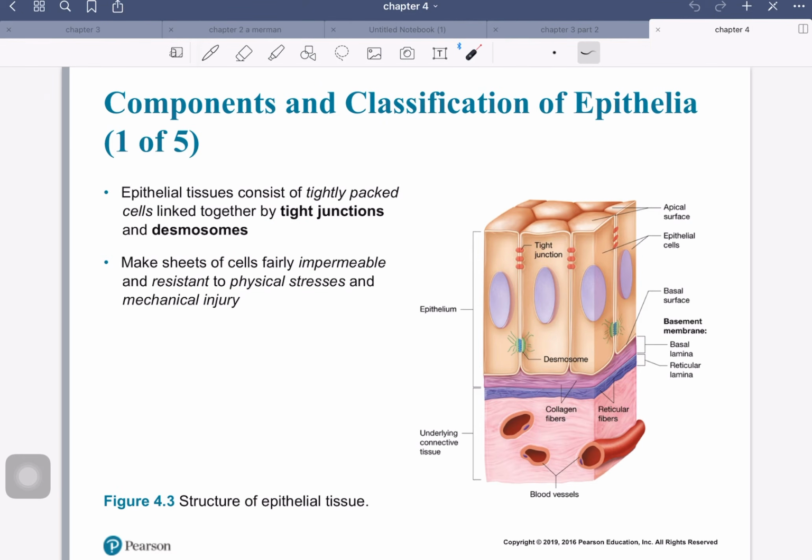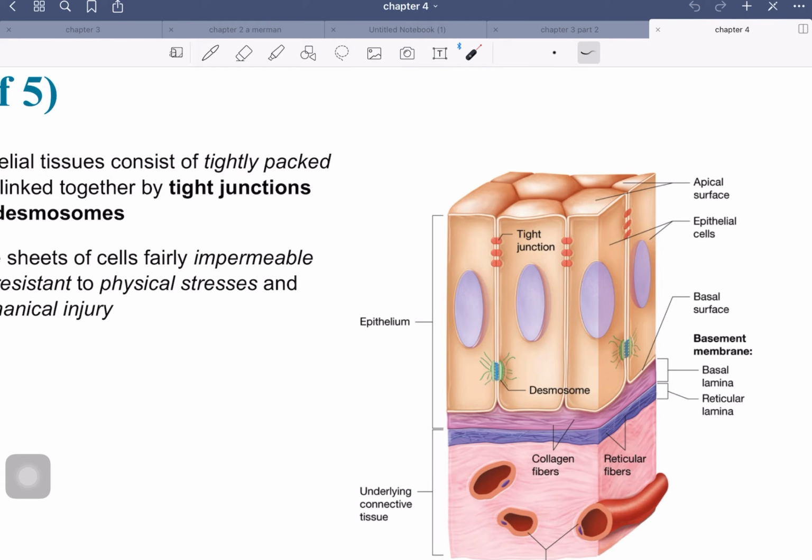So we can see here's a very classic looking epithelium. You see how tightly packed the cells are. There's no visible matrix in between there. And really, that is one of the biggest clues.